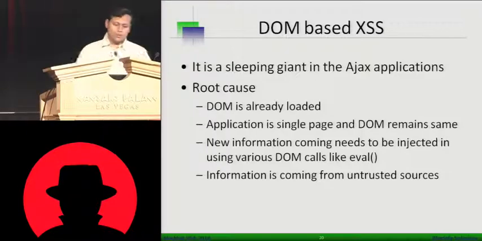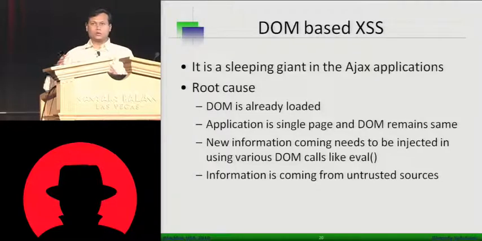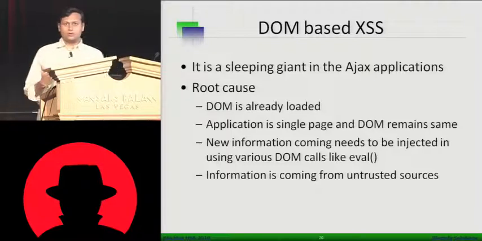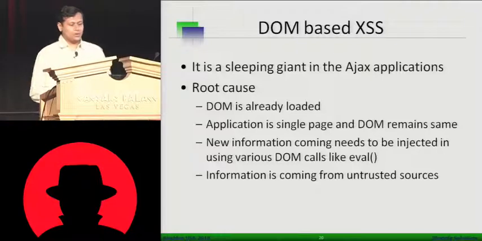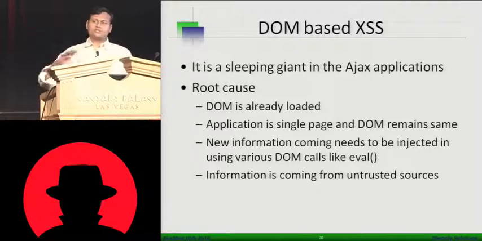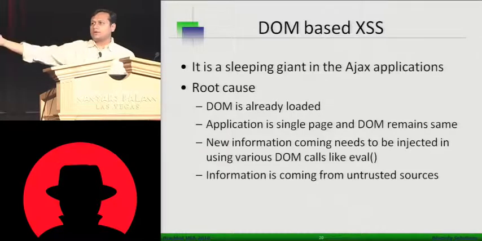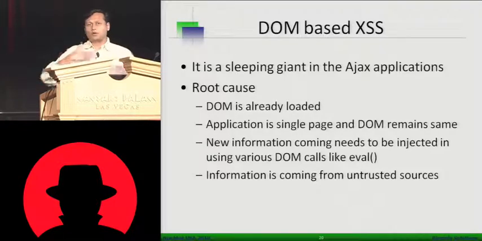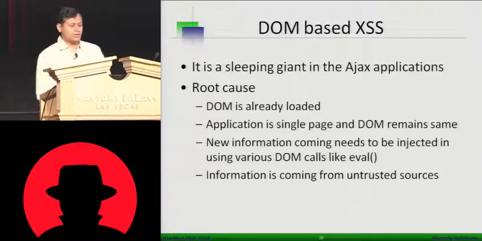Now, what is the root cause of DOM-based cross-site scripting? The first is the DOM is already loaded. When you load the page, you have a DOM which is already loaded in your memory. So the whole application on the browser side is going to run from the memory. The application is essentially a single page or a single DOM. So from the point you go to the slash till the point you move out from the site, the DOM is going to remain the same. Whatever activity you are doing on the 2.0 application is going to happen on that same DOM.